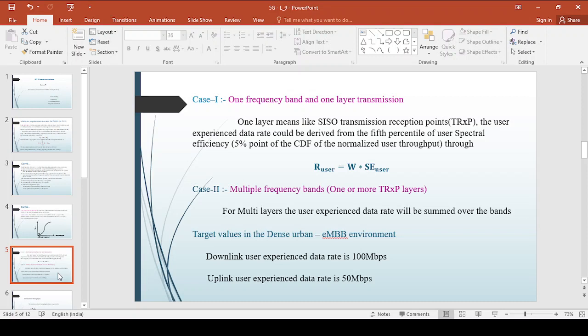user throughput, right? What is the user experience data rate? It is nothing but the 5% of the cumulative distribution function of the user throughput, and the value we calculate by using this formula, that is R. R, the user experience data rate, is equal to W times SE. What is W? Bandwidth, and SE is the spectral efficiency of that particular user. R equals W times SE is nothing but the calculation of the user experienced data rate, right?